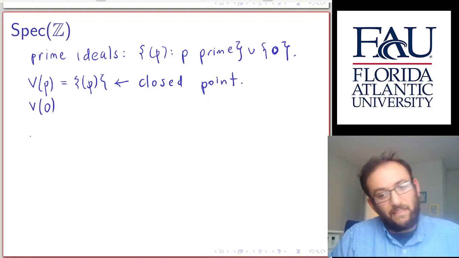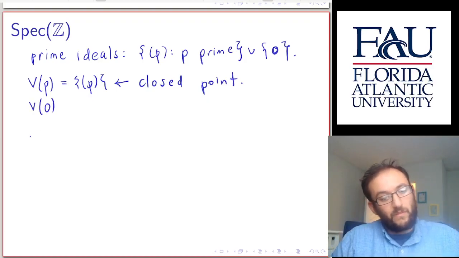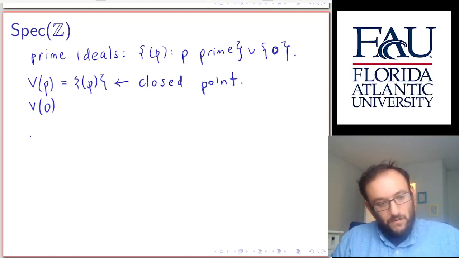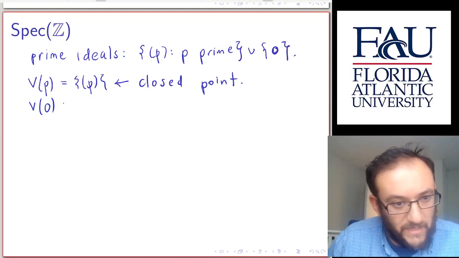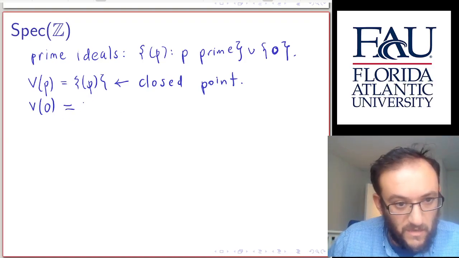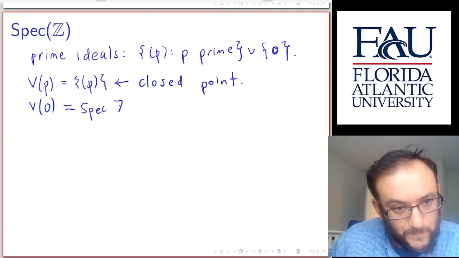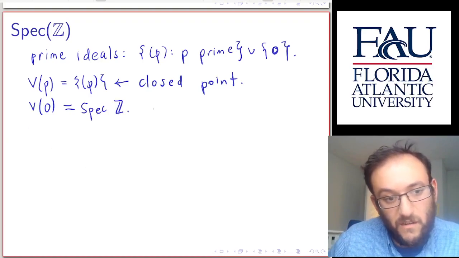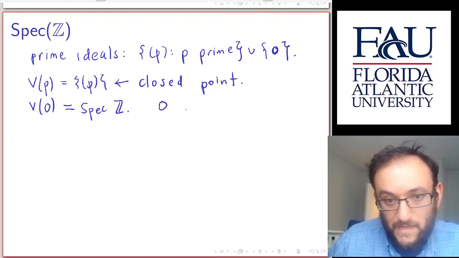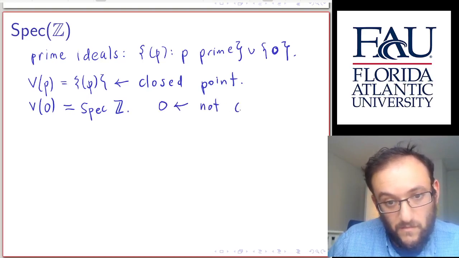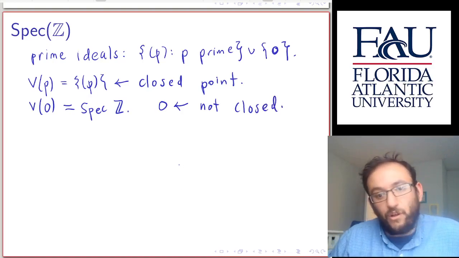But if we wanted to look at the set of prime ideals containing 0, well, 0 is in every prime ideal. So this is really just going to be all of Spec Z. Okay, in particular, 0 is not a closed point. How about other closed sets?